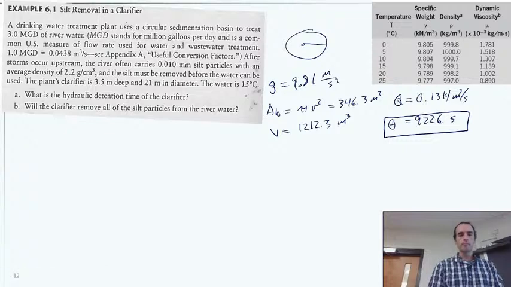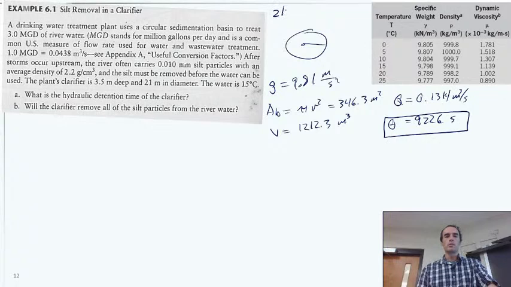What'd you get as the radius? Radius, I would take 21 divided by 2. So 21 meters is the diameter. So 10.5.